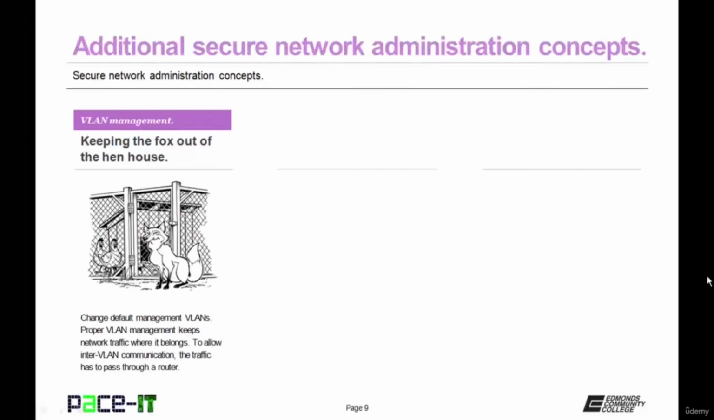Talking about VLAN management, this is keeping the fox out of the henhouse. First off, you should change the default management VLAN configuration. Whenever there's a default in place, you need to change it. Proper VLAN management keeps network traffic where it belongs. To allow inter-VLAN communication, the traffic has to pass through a router. So we go back to that secure router configuration.